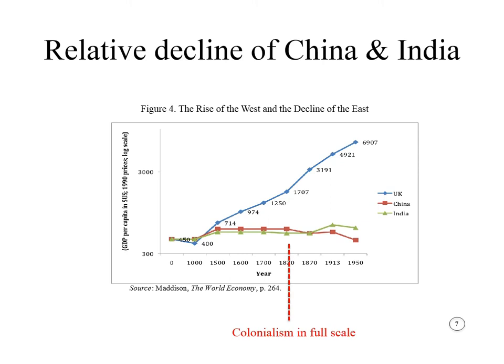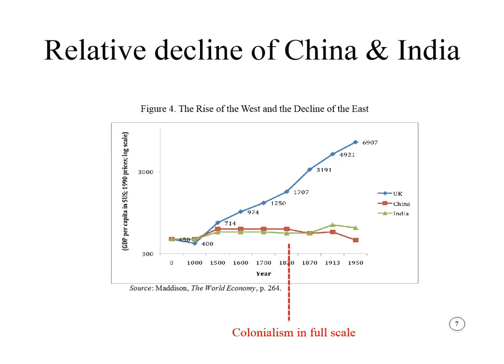However, if you look closely at the data, we see that colonialism in India and China started really from the late 19th century. Before that, they were mainly in coastal areas. At the late 19th century, you had the serious phase of colonialism. So we cannot put all the blame on the colonialists. The divergence between these countries happened before colonialism.